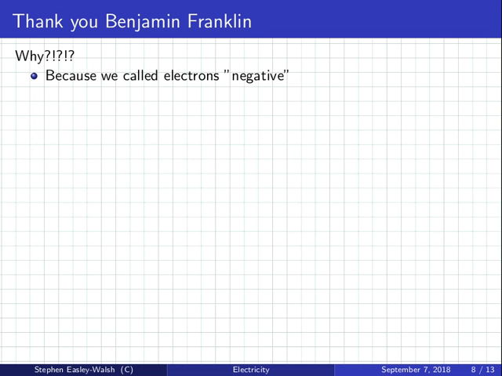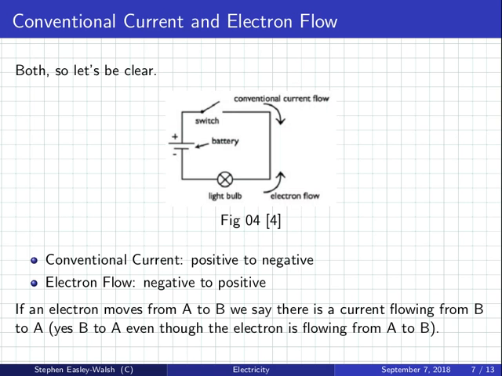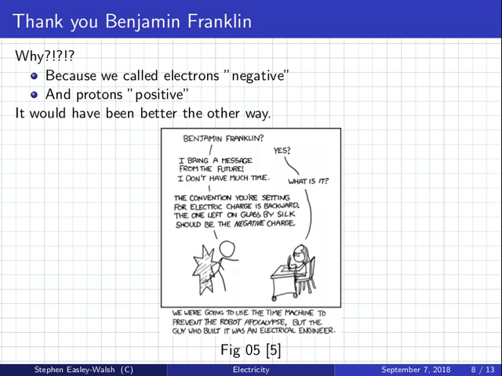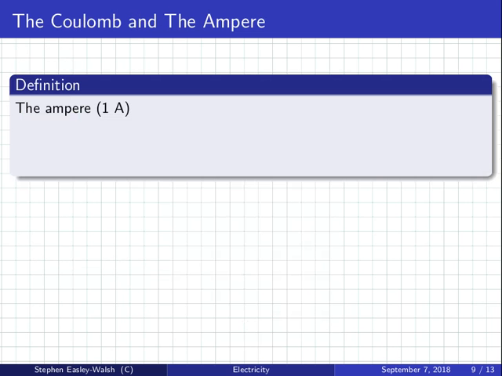Because it would have meant in this picture here, the electron flow and the current is the same. But because we didn't, or because Benjamin Franklin didn't, it makes the situation we have today. There's a funny cartoon, you can look at it later on YouTube. But it would have been much better if it was the other way around. Stephen Hawking talked about this in his book.